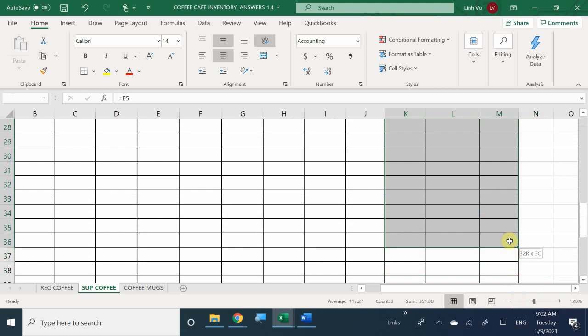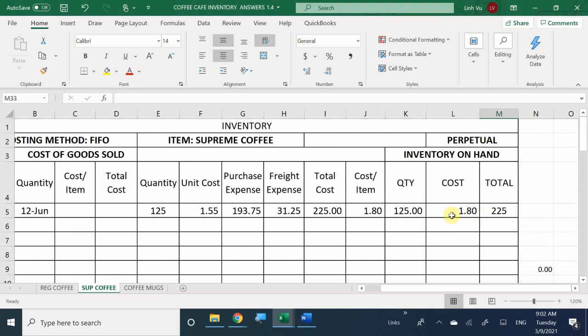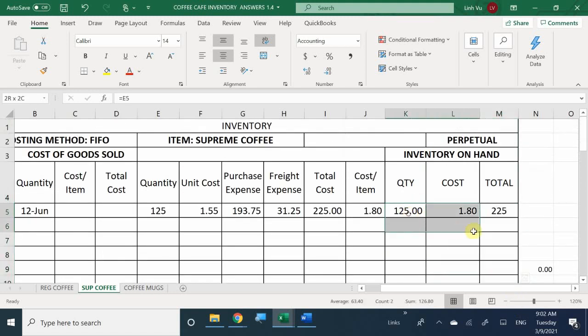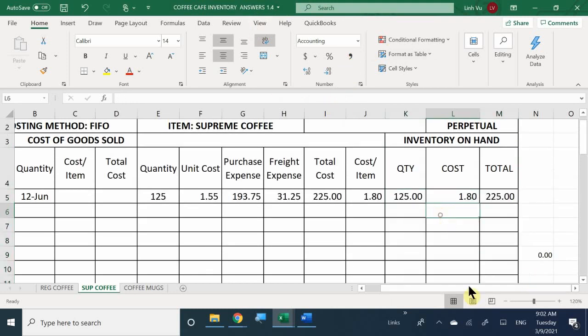All right, so I'm going to format this once again. I realize I don't need quantity to be in 2 decimal places. Actually, I do. All right, there we are. Okay, so that's how we fill out the inventory worksheet.